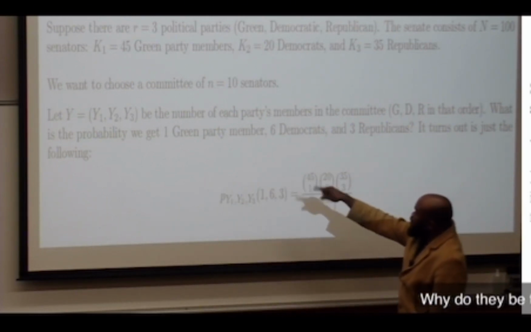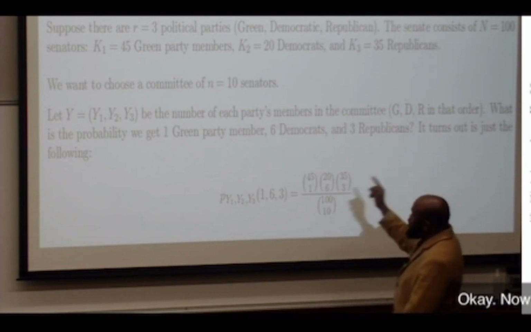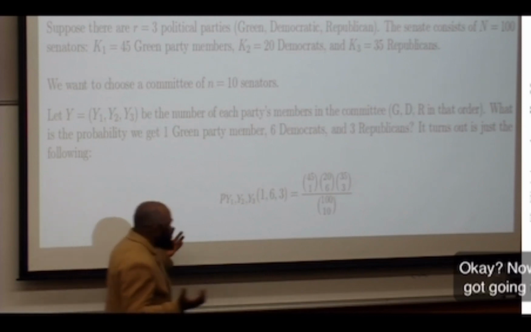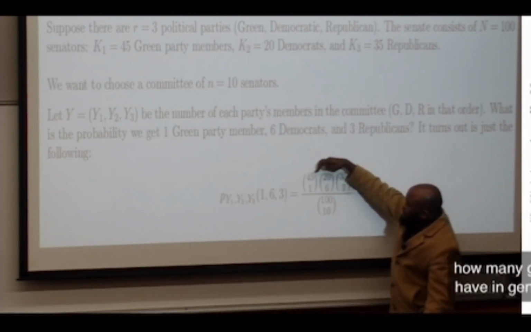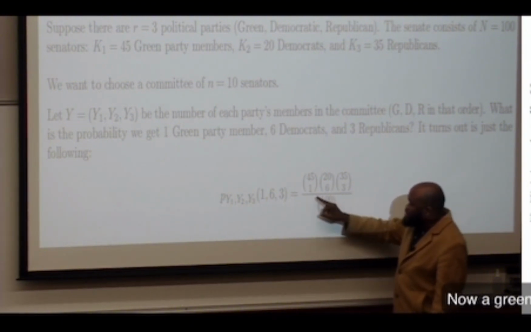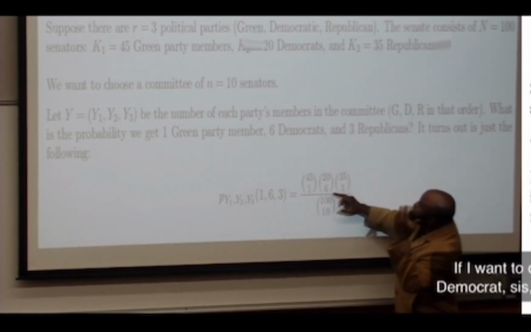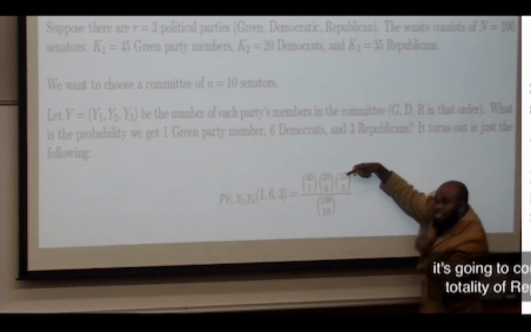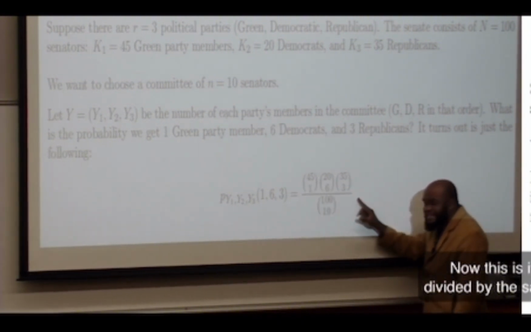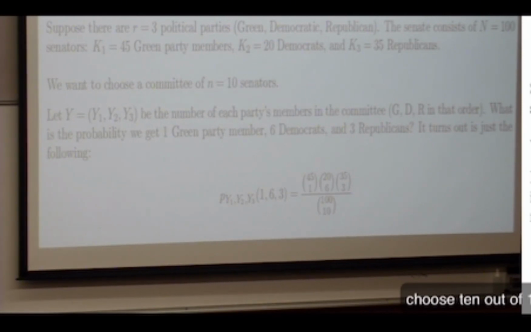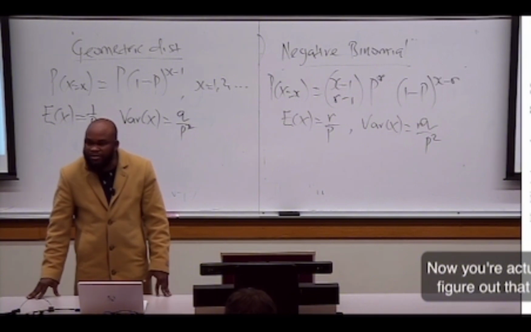If they want to choose 10, now the question: let Y1, Y2, Y3 be the number of each party's members in the committee. Okay, now what is the probability we get 1 Green member, 6 Democrats, and 3 Republicans? Okay, now all we're going to do is, how many Green do we have in general? 45. This is the totality for each group. Okay, if I want to choose a Green member, it will come from the totality of Green members. If I want to choose 6 Democrats, they are going to come from the totality of Democrats. If I want to choose 3 Republicans, they are going to come from the totality of Republicans. Now, this is it. They're divided by the sample space. This is the sample space because we actually want to choose 10 out of 100 senators. When you use a calculator now, you're actually going to figure out that probability.